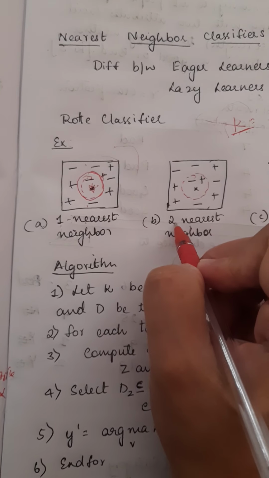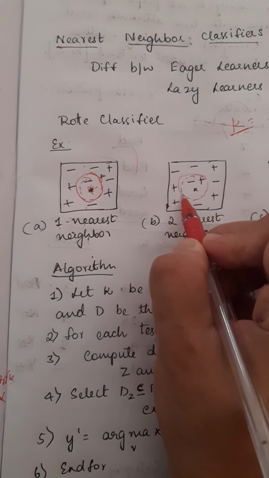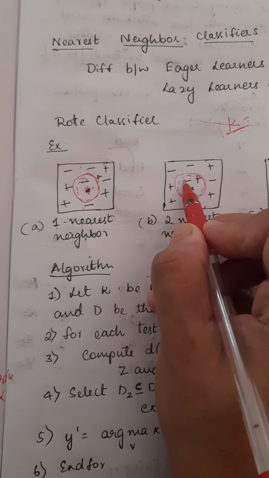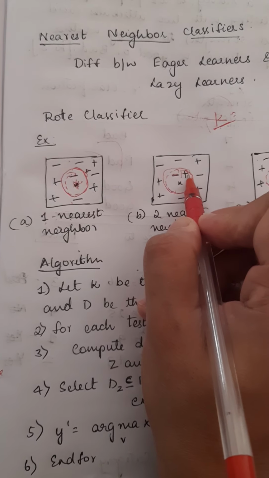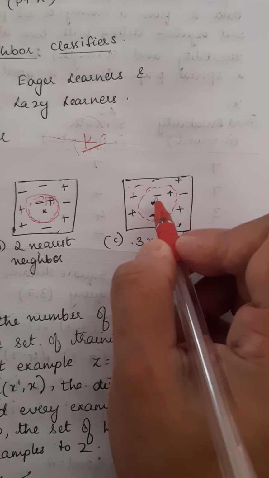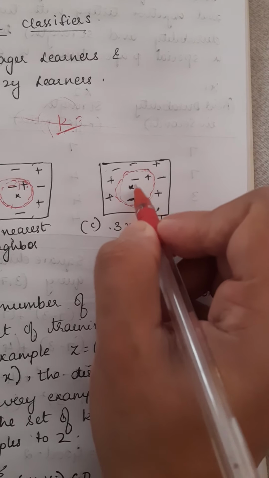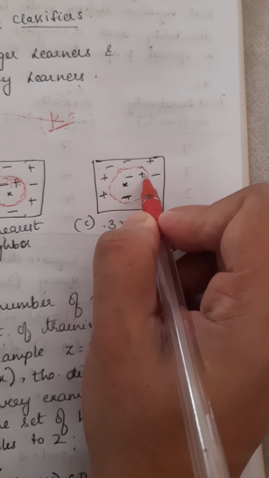If I take two nearest neighbors, this is my area, and among the nearest neighbors I have one positive and one negative. Then I can randomly classify it as one of them. Now in case I have taken three nearest neighbors, where this is the area, among the nearest neighbors you have two negative and one positive.